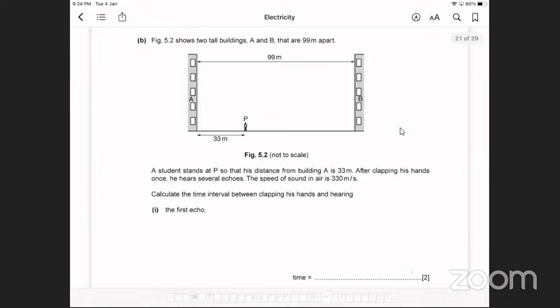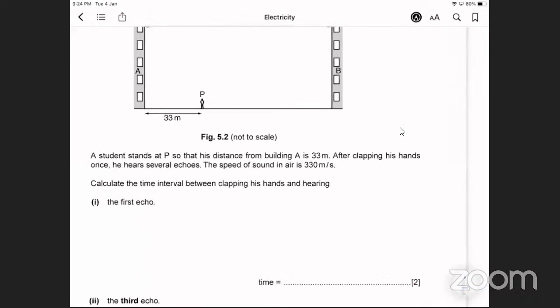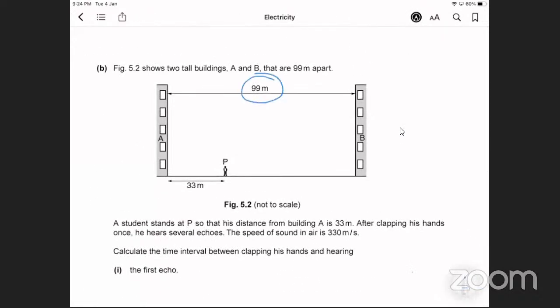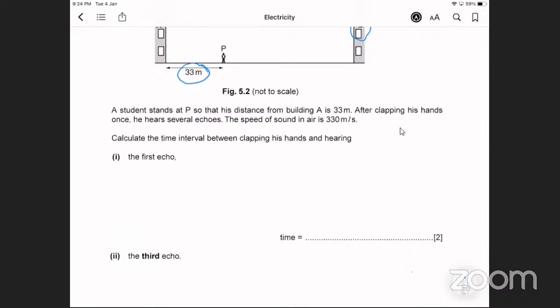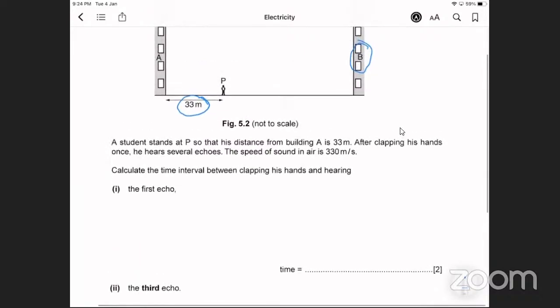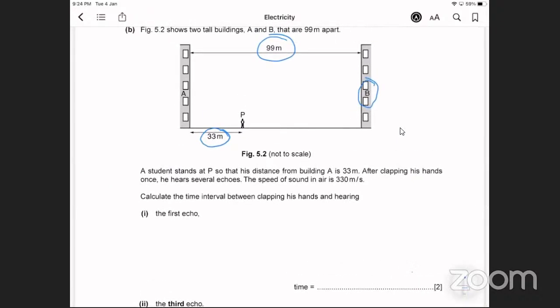So please take note here. The buildings are 99 meters apart, right? I'll just quickly highlight that for you. 99 meters apart. The closest is building A, which is 33 meters away. So obviously building B will be further. So they want you to calculate the first echo. How do we do that? Anyone would like to try? How do we calculate the first echo?